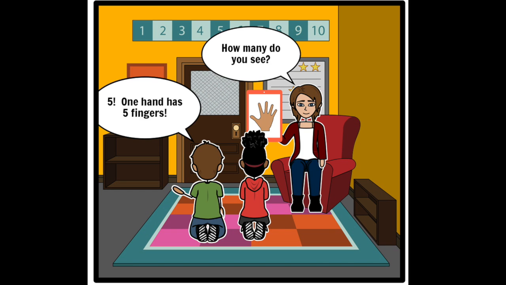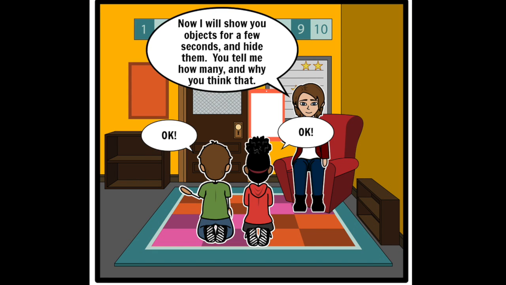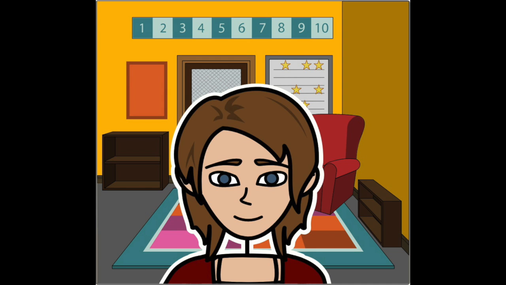How many do you see? 5. One hand has 5 fingers. You will be able to recognize groups of other objects such as fingers on hands. Now I will show you objects for a few seconds and hide them. You tell me how many and why you think that. Okay. This is a little like taking a picture with your brain.